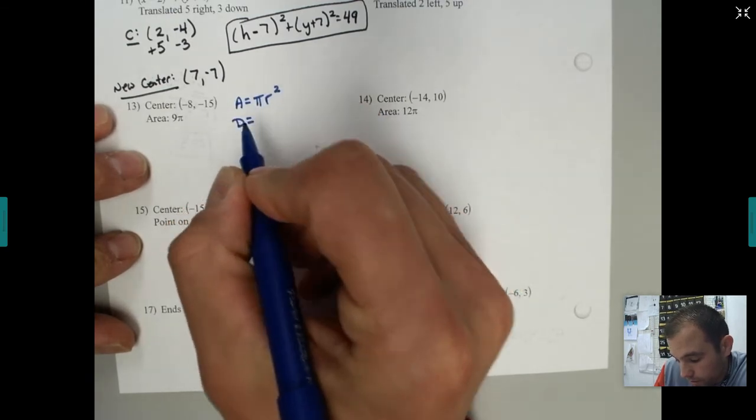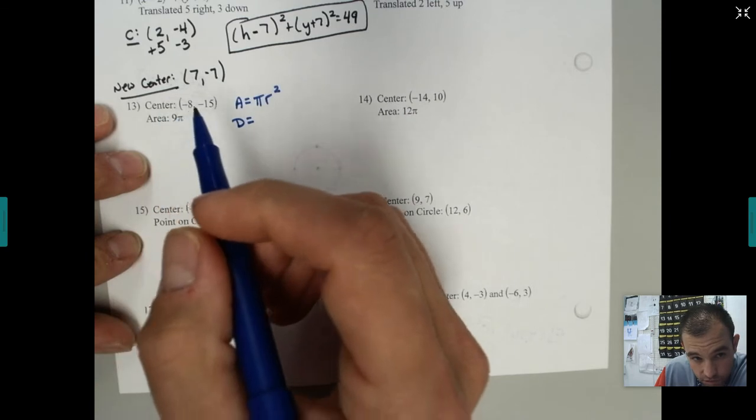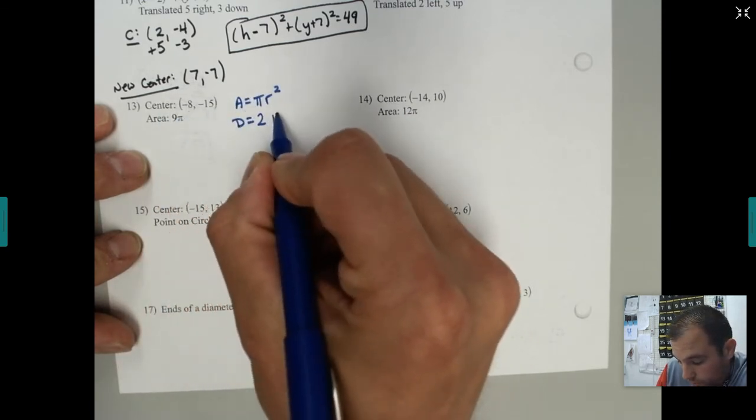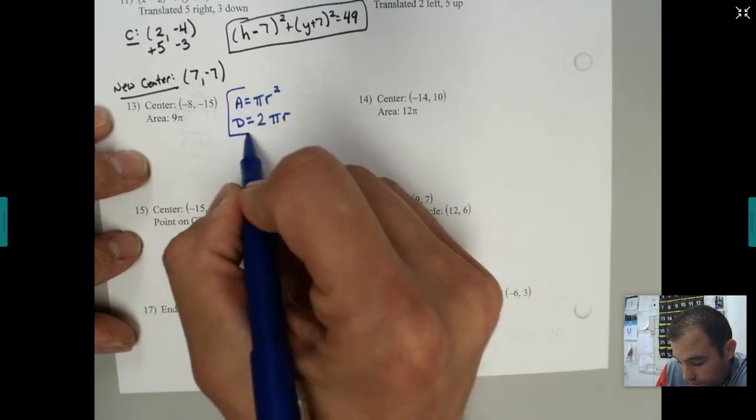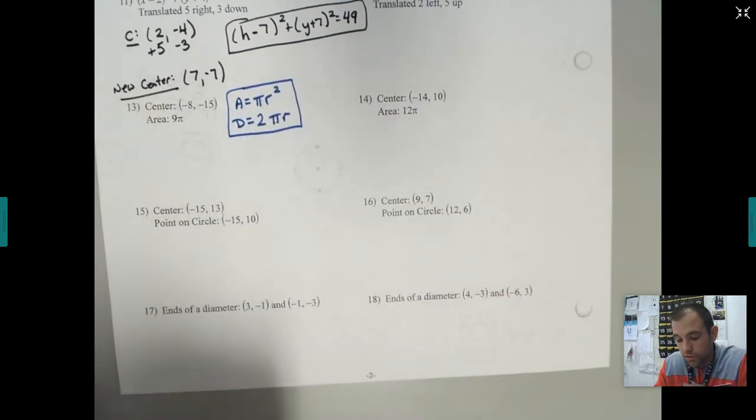You're also going to need to know for some of these problems the diameter of a circle. The diameter is 2 pi r. So you will need these two equations to help you solve this problem.